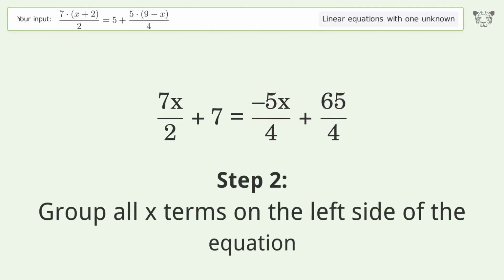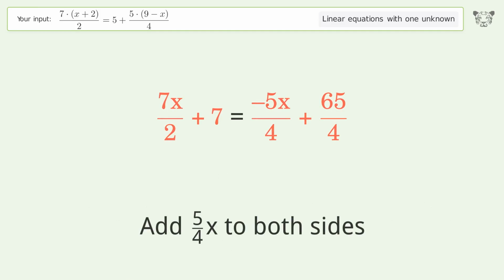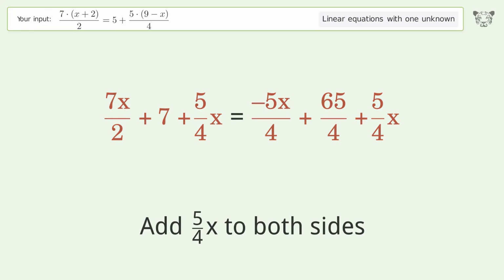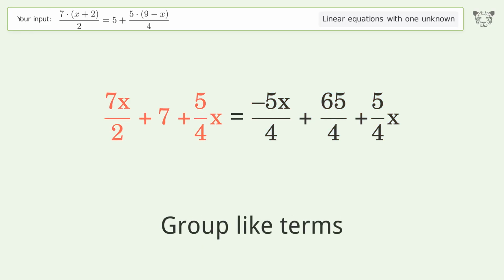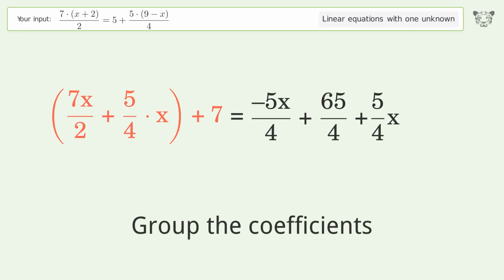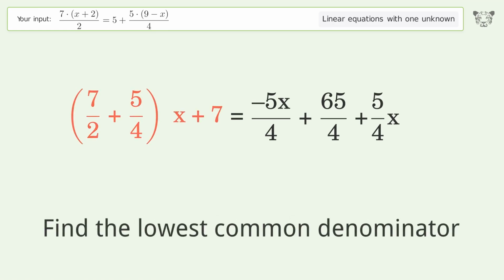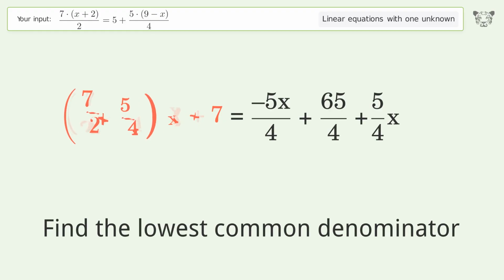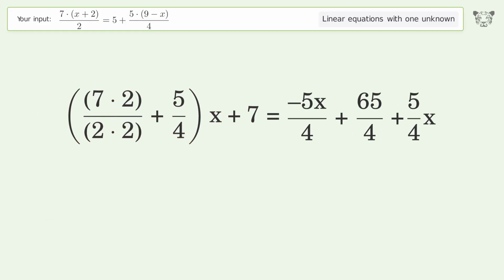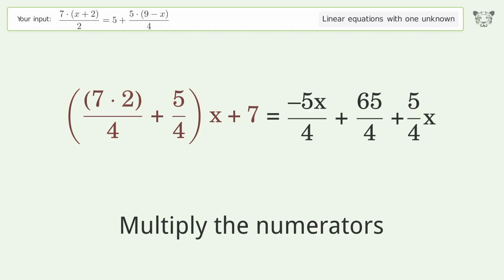Group all x terms on the left side of the equation. Add 5/4x to both sides. Group like terms. Group the coefficients. Find the lowest common denominator. Multiply the denominators. Multiply the numerators.